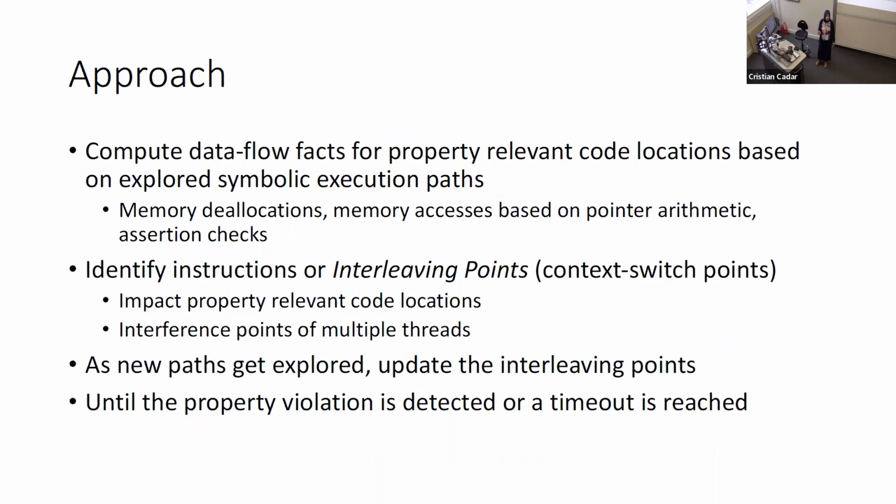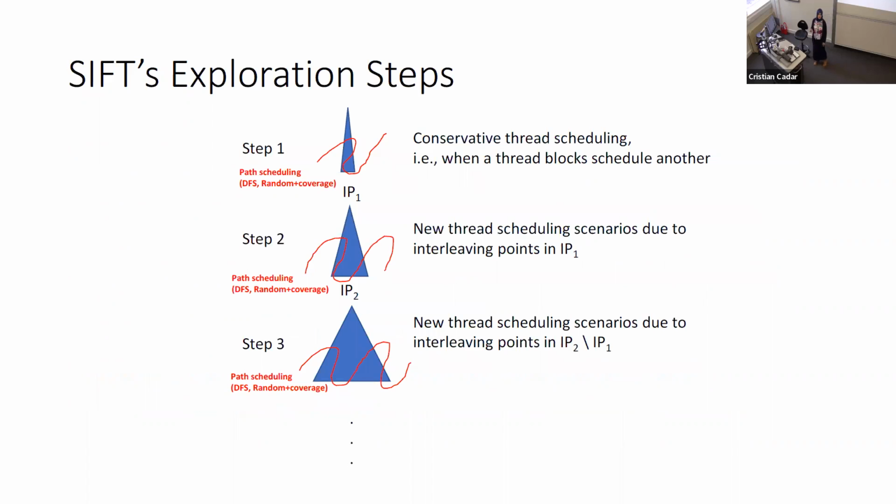So it performs data flow analysis on the explored paths to identify a set of instructions, the interleaving points or context switch points. And it works in multiple steps. In the first step, we use a very conservative thread scheduling to generate the first set of interleaving points. And then in the second step, we use these interleaving points to generate additional, more interesting property-relevant thread schedules, and so on. So it continues until, of course, it either reaches the timeout or it finds the failure.